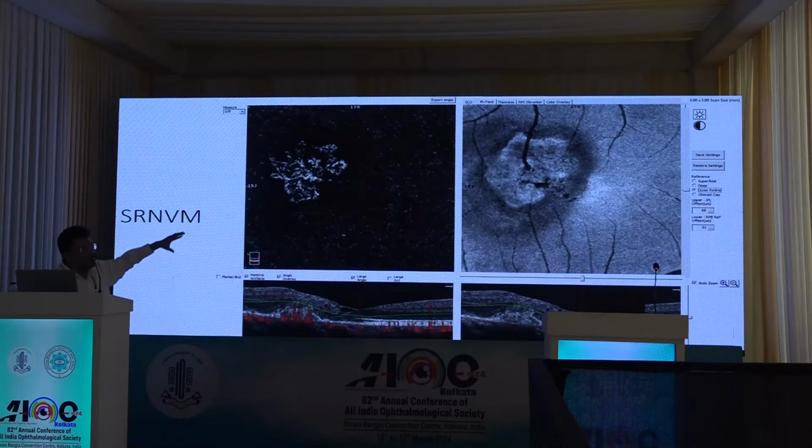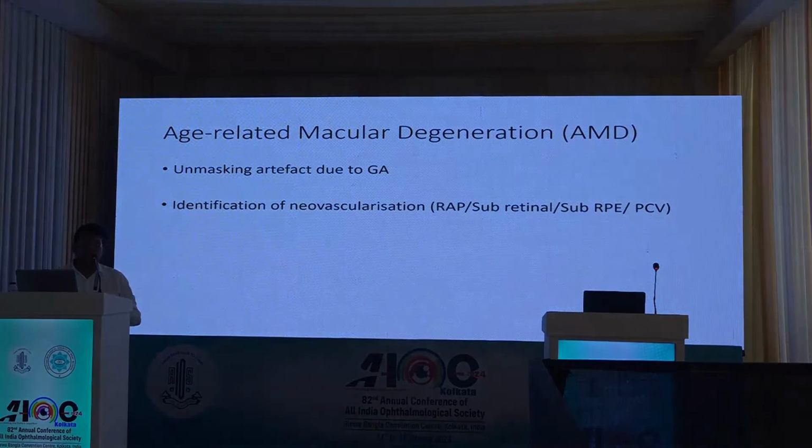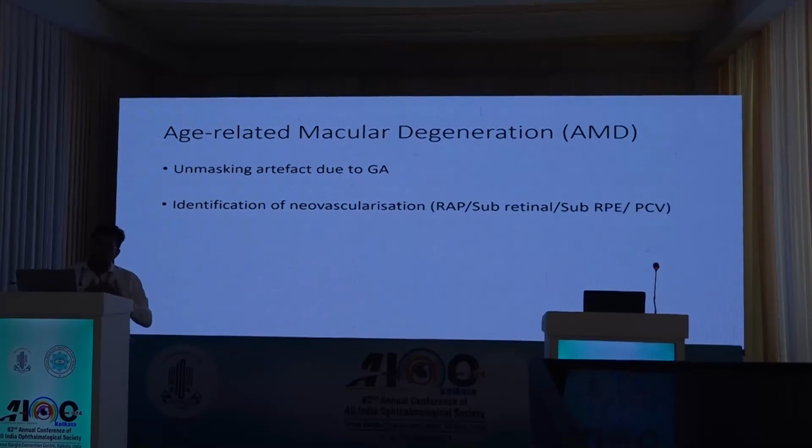You can see this entire front of secondary neovascularization, or subretinal neovascularization, which is seen in the case of macular telangiectasia. So the various stages of macular telangiectasia, right from the earlier stage, which is the development of the telangiectatic vessels, to the late stages where there is development of a secondary neovascularization, can be identified with OCT angiography.